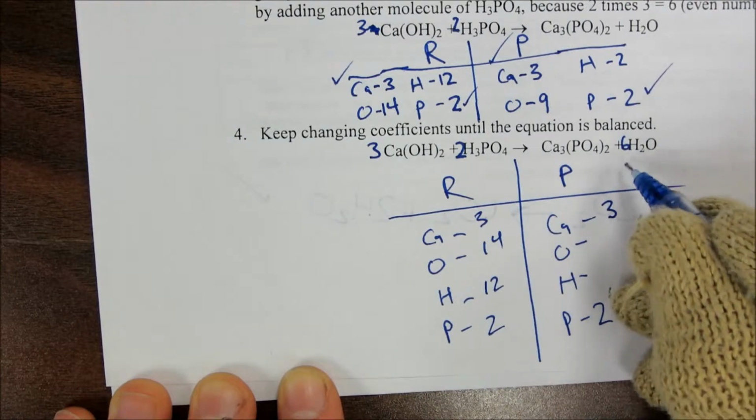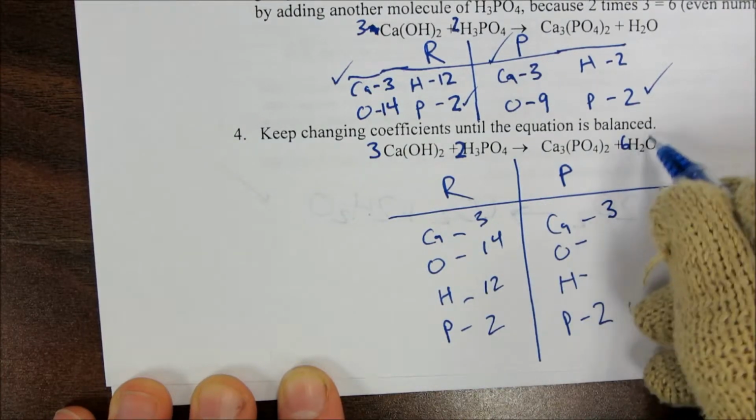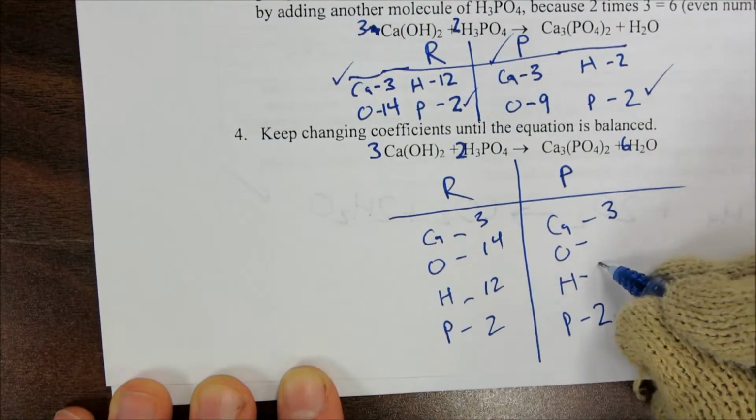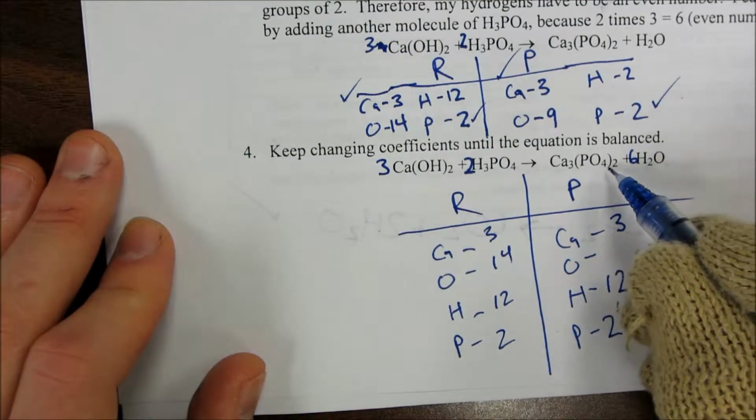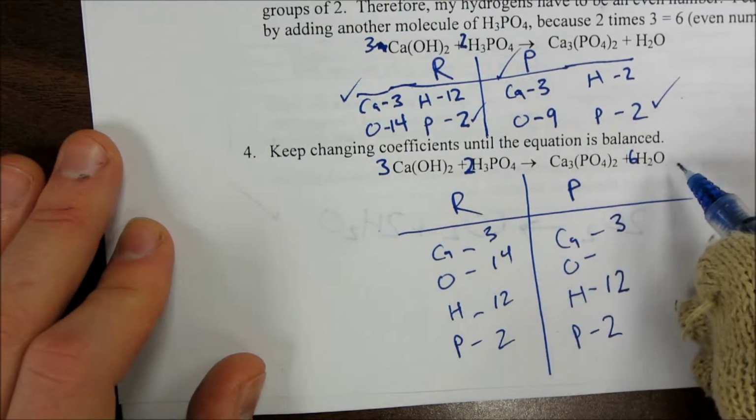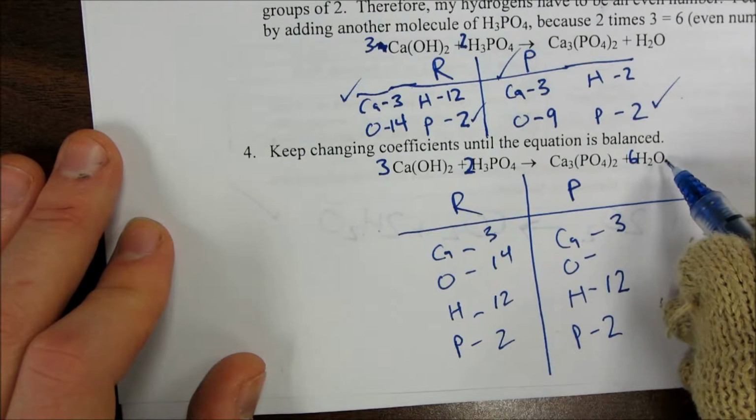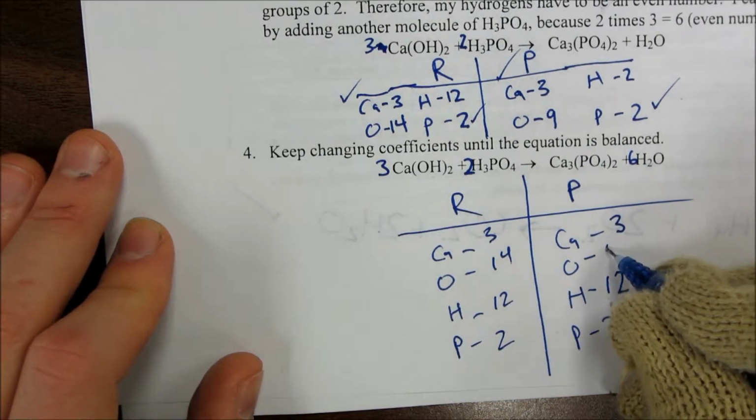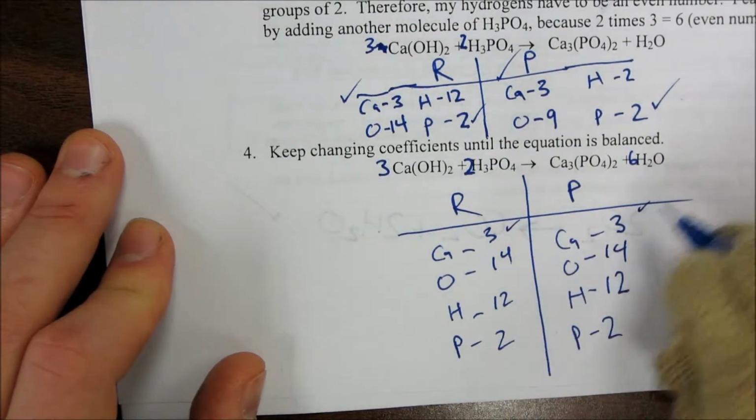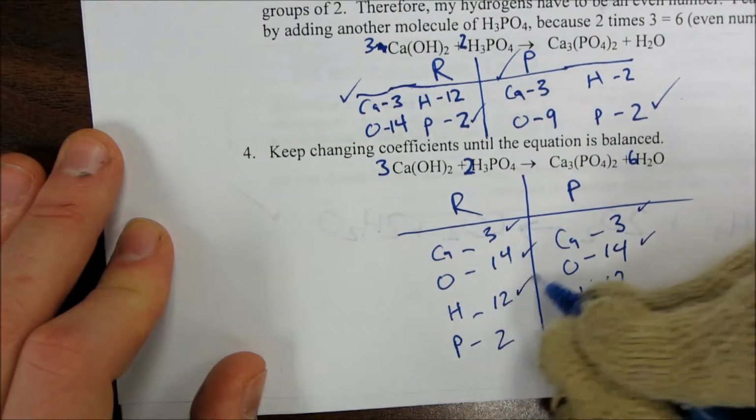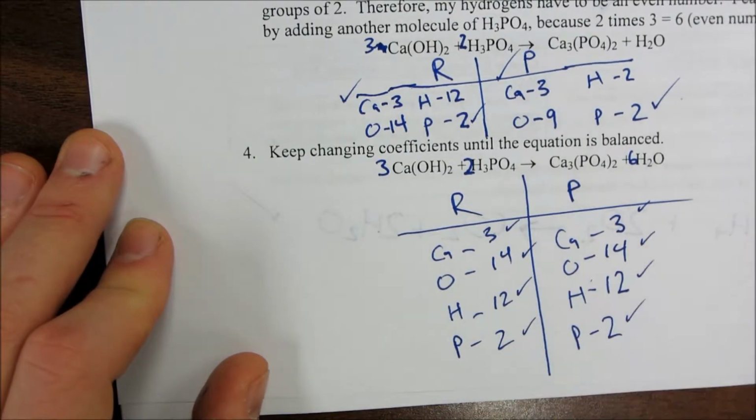So let's take a look at that. 6 times 2 gives us 12 hydrogens here. If we have 2 times 4, that's 8 oxygens, plus 6 times 1, which is 6 oxygens for a total of 14. Well, look at that. Calciums are balanced, oxygens are balanced, hydrogens are balanced, and phosphorus is balanced. Hooray, all balanced.